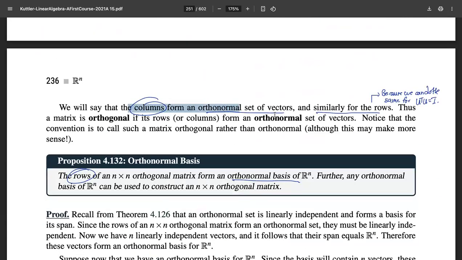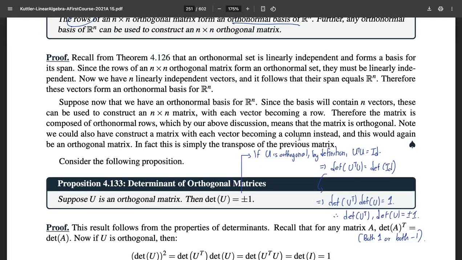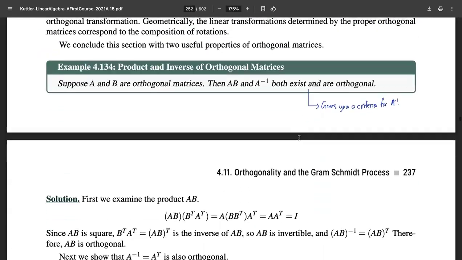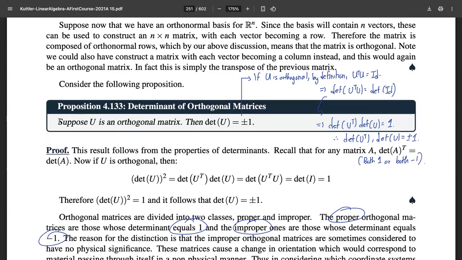So the columns form an orthonormal set of vectors, and it's similar for the rows. And this just tells you that the rows of an n by n orthogonal matrix form an orthonormal basis for Rn. So yeah, that's an important theorem that you need to know. And I think this is the last part of this chapter. This is something important I wanted to talk about.